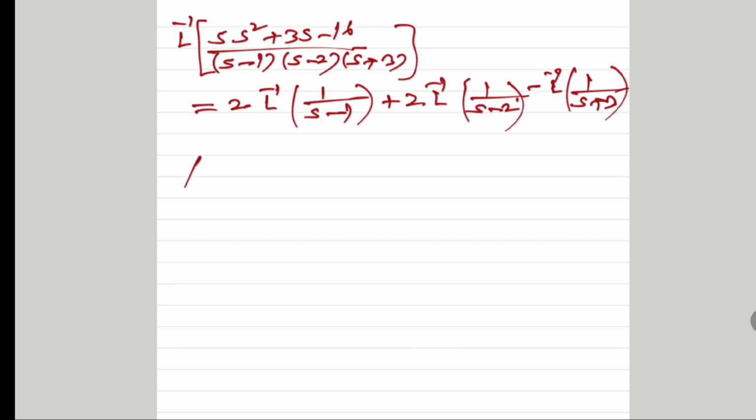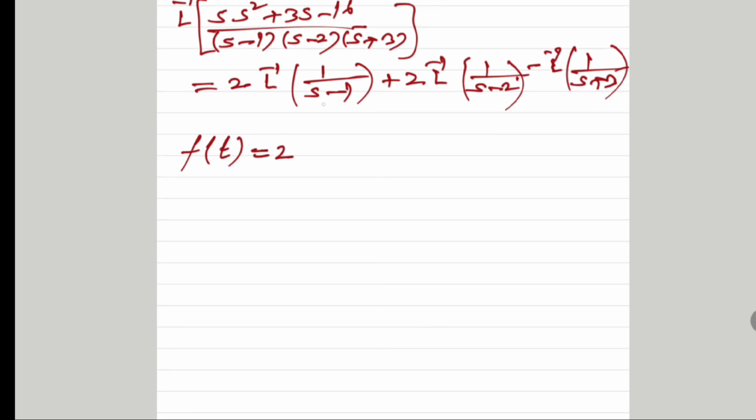Inverse of the left hand side is some f of t. 2 into inverse of 1 upon s minus 1, as per standard result, is e raised to t. 2 times inverse of s minus 2 is e raised to 2t, and minus for s plus 3 its inverse is e raised to minus 3t, as the required answer.